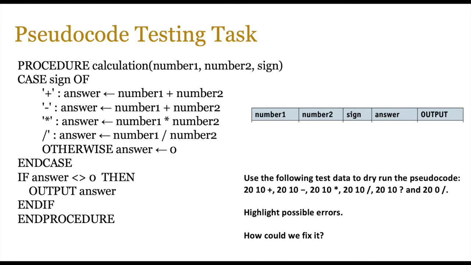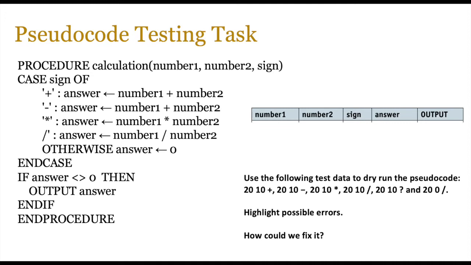Go through that, and you can use the test data which is on the screen. So pause the video. Use the headings for the columns: number 1, number 2, sign, answer, and output. The test data is used to dry run the algorithm, then highlight the possible errors that occur once you've gone through that particular algorithm, and how could you use the results of the dry run to fix the errors. What would you do to fix it?